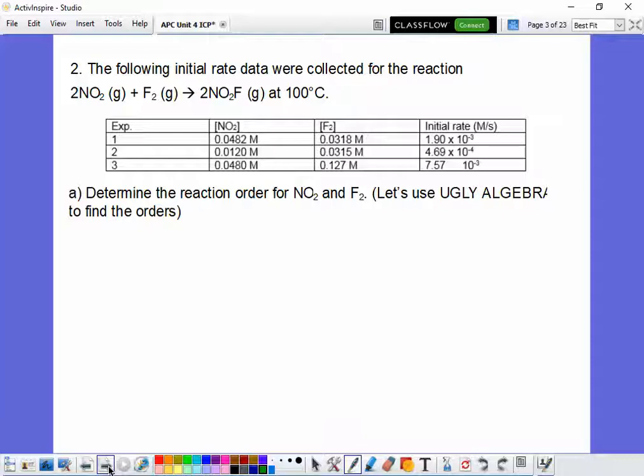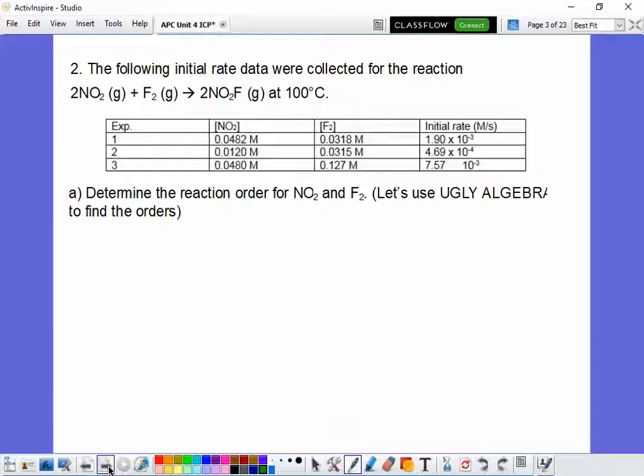So, the derivation for those integrated rate laws is in your textbook and is in the guided notes. I will not be going through the derivation, but if you want to see the derivation, you can look in your guided notes or in the textbook, okay?